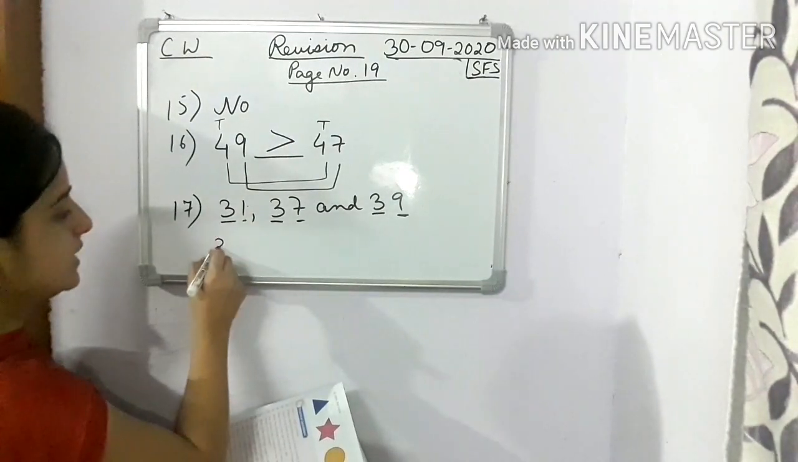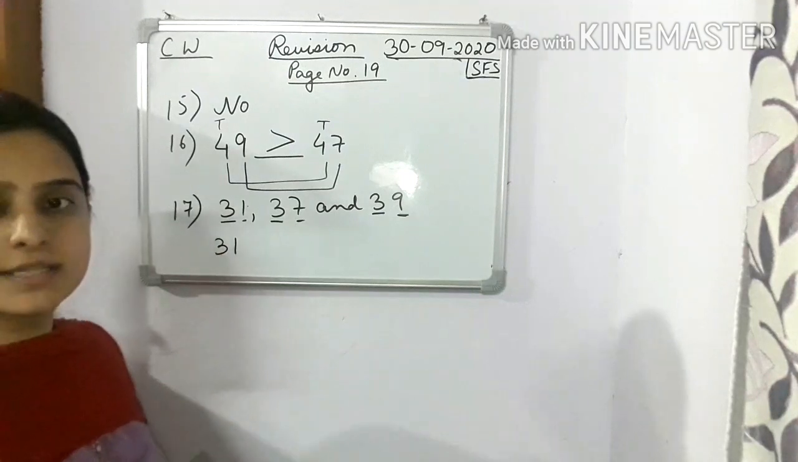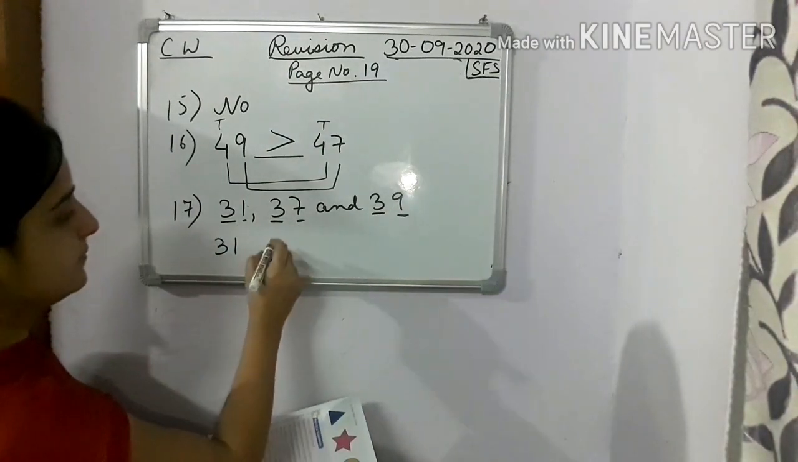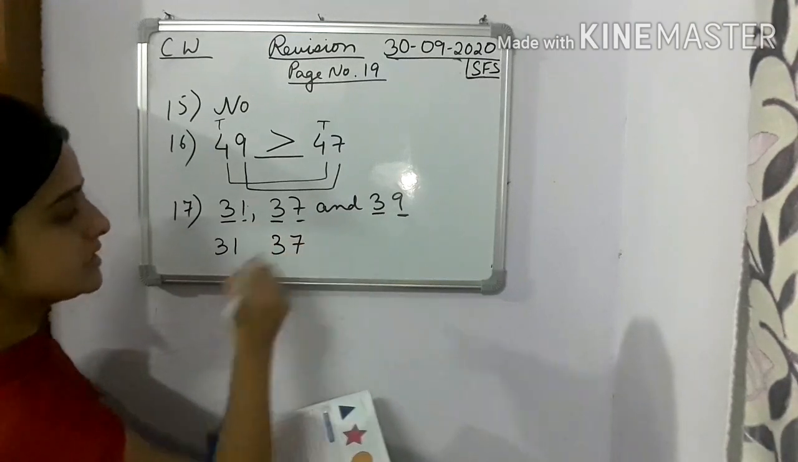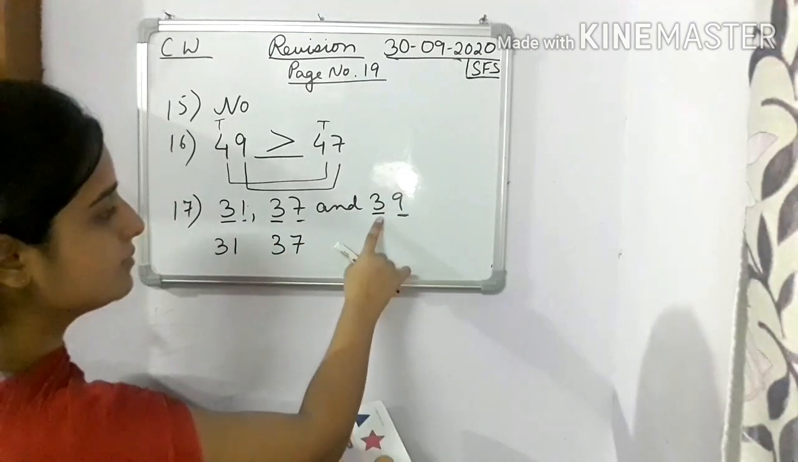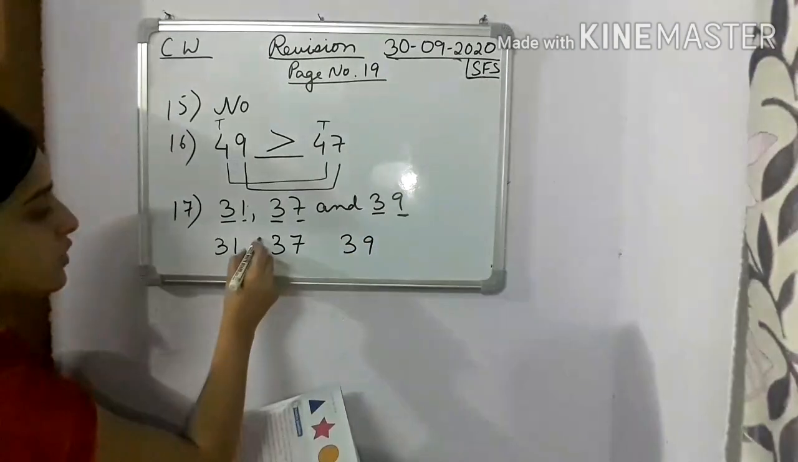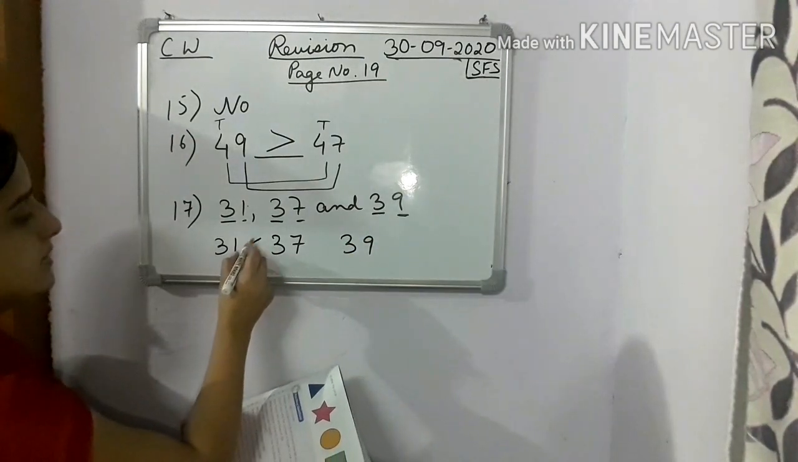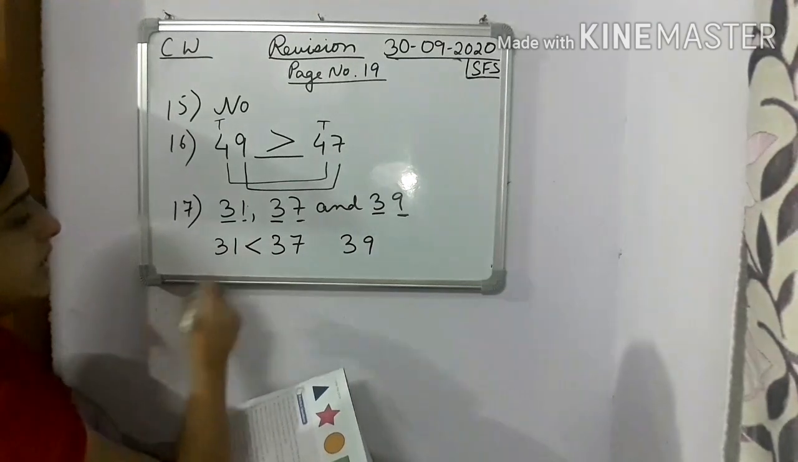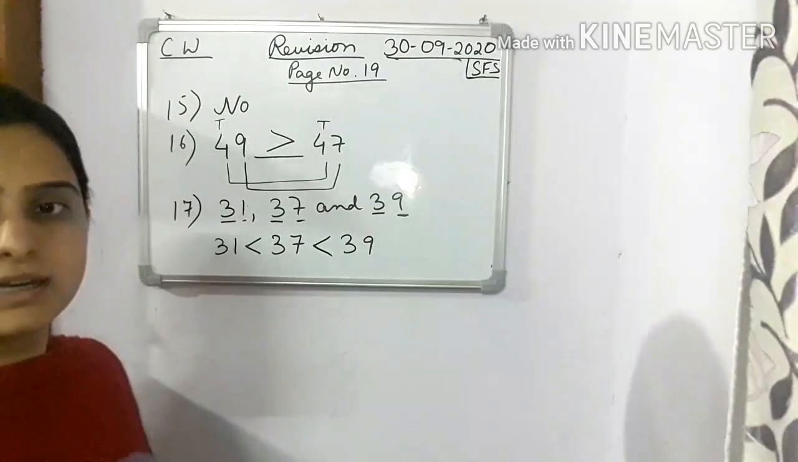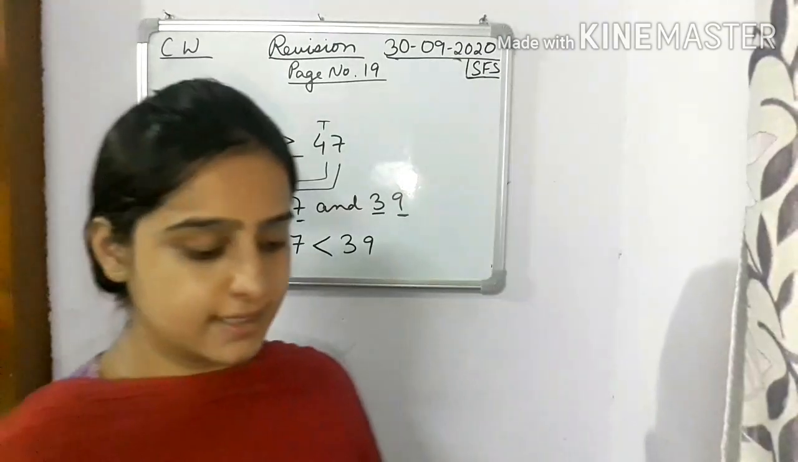1. 31. So this will come first. 31 is the smallest number. Next after 1 is 7. That is, 37 is the next smallest number. Then comes 39. 39 is the bigger number. So you can write that 31 is smaller than 37 and 37 is smaller than 39. Is it clear to everyone?